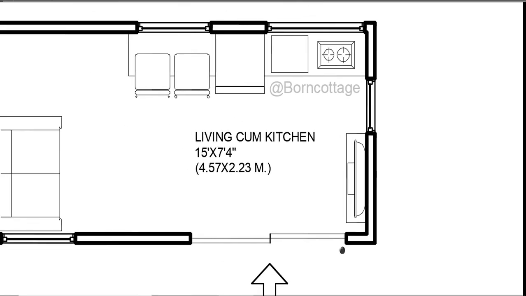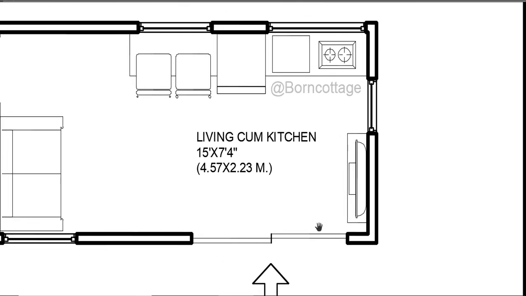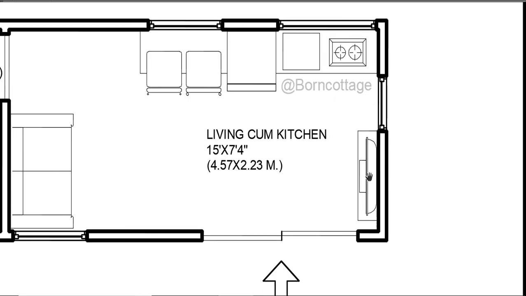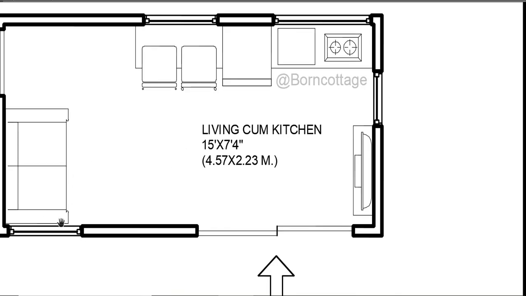So we have living plus kitchen cum dining area. You can see here the sofa arrangement and also TV unit on the front wall, and we have a kitchen cabinet with burner, sink and refrigerator arrangement, and also dining counter with 2 chairs and 2 large size windows for ventilation and light purpose of this area, and also we have a window here.